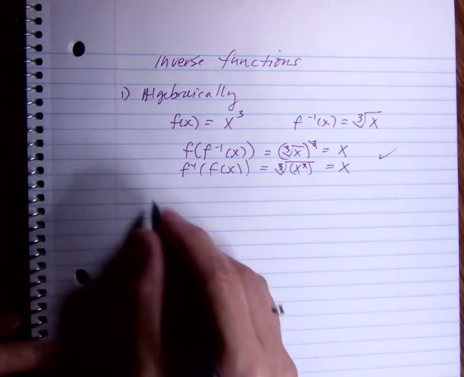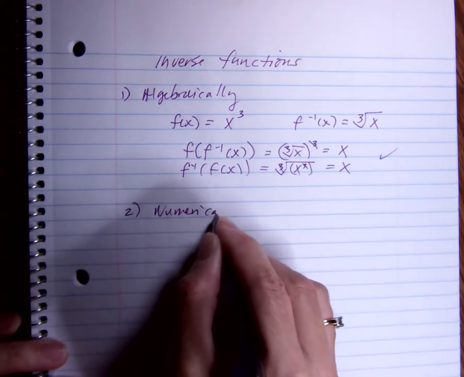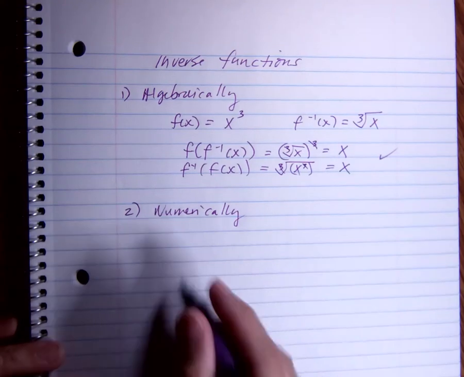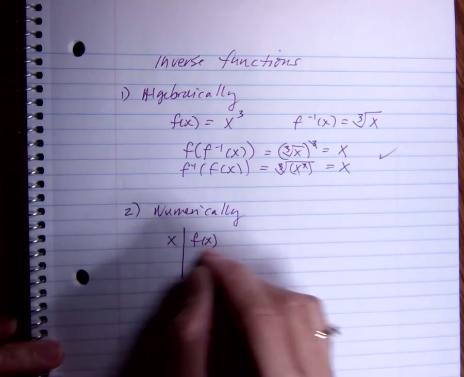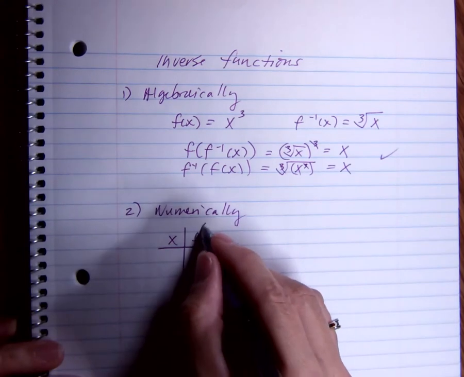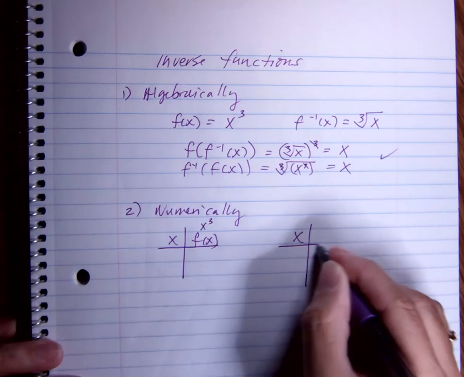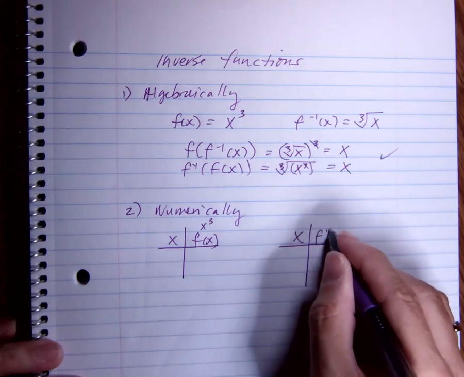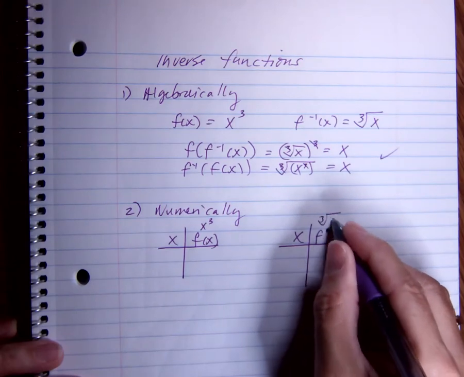All right, so let's look at these same two functions now. Let's look at them numerically. So I'm going to make a t-table here. The first one will be x and f of x, and remember, this was x cubed. And then my second t-table is going to be x and the inverse. And remember, my inverse was the cube root of x.